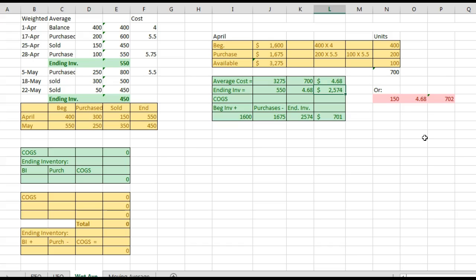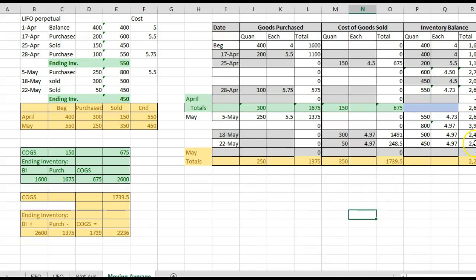Now we have all the numbers in place. So now we started with 1600, we added 1675, we add those together, and then we subtract the ending inventory and come up with a cost of goods sold of $701. You want to check that? We have 150 we sold times 468 comes to 702, and the difference is a rounding issue. So that is weighted average, and you can do this over here, but this pretty well tells you what's going on. Let's look at the moving one.